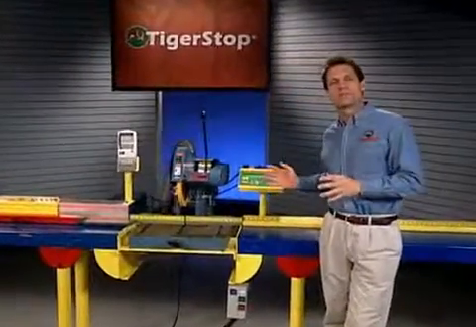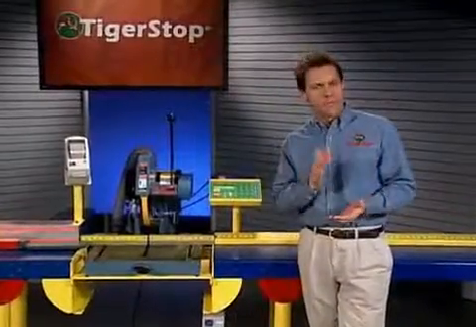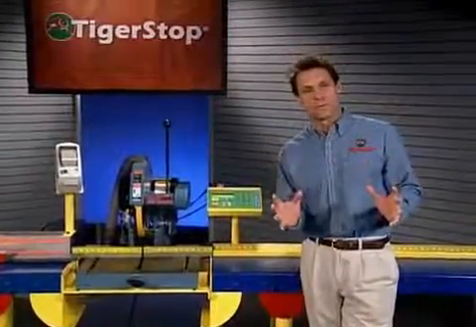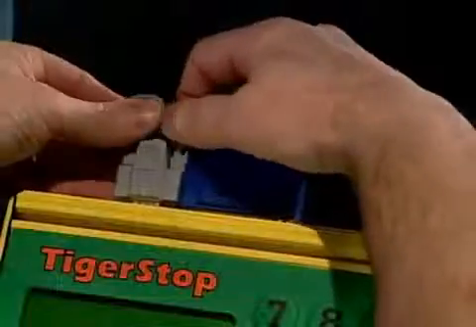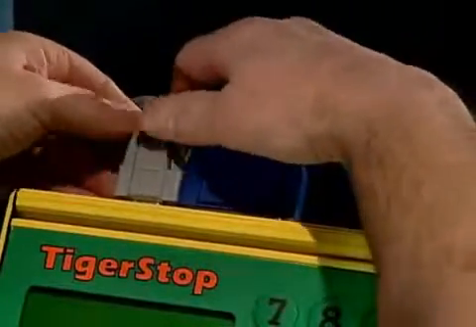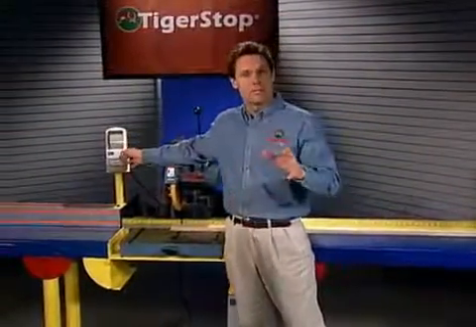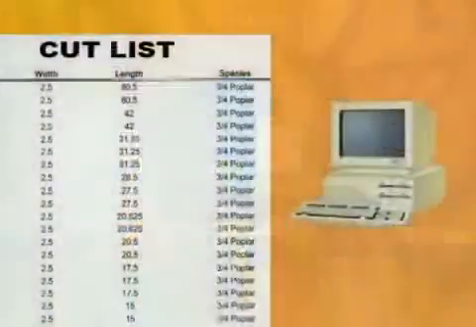TigerStop's advanced features make it even more powerful. These features make your work more efficient, cut even more labor costs, and further reduce waste. We're going to cut that same order again, however this time we're linking to an office computer. We'll also use TigerStop's optimizing software and an automatic labeler that prints information for the parts we cut.